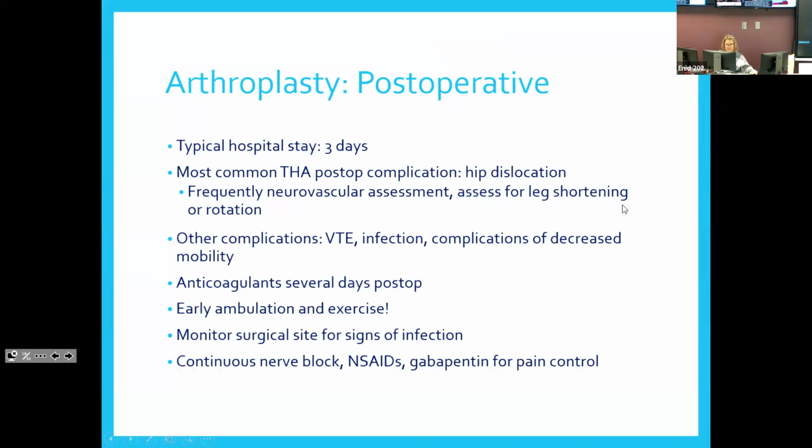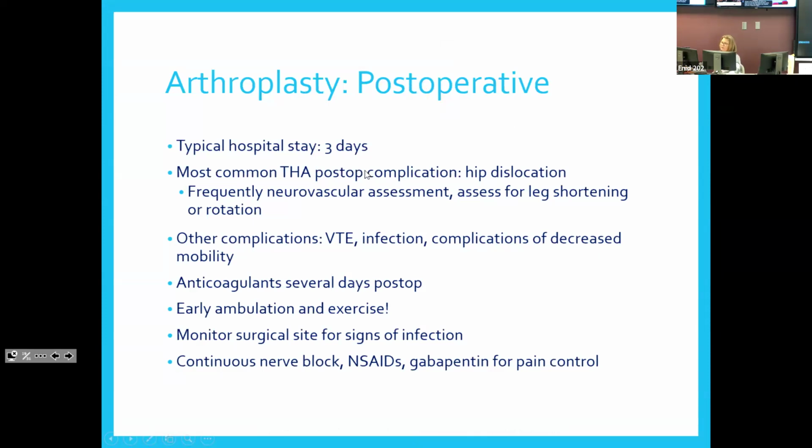Things like that. Sometimes if you have an upstairs bedroom and bathroom, you might want to get a bed to stay downstairs or in another room so that you can get to the bathroom and you don't have to climb the stairs as much. Typically in the hospital, you'll be in there for 3 days.